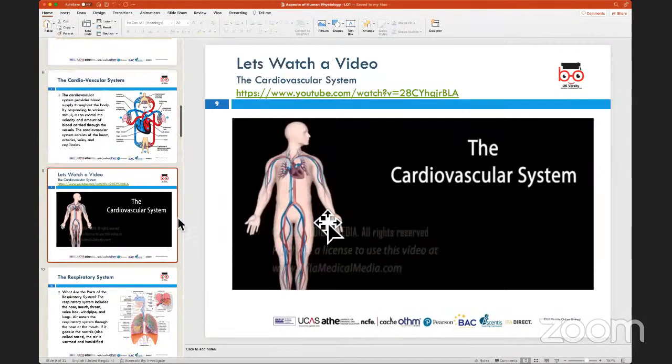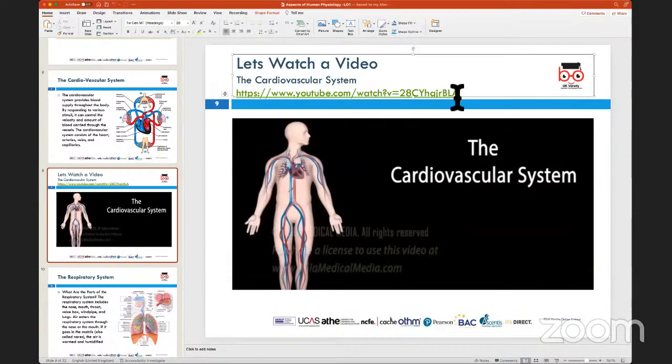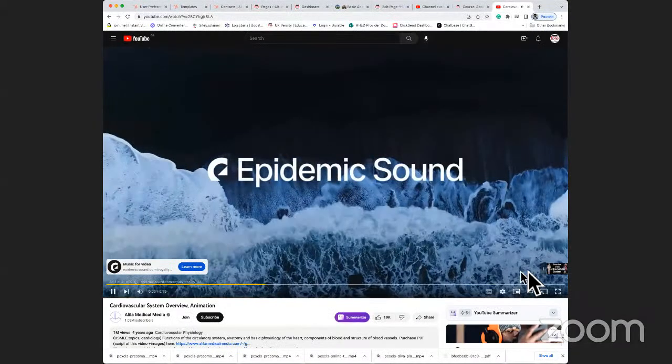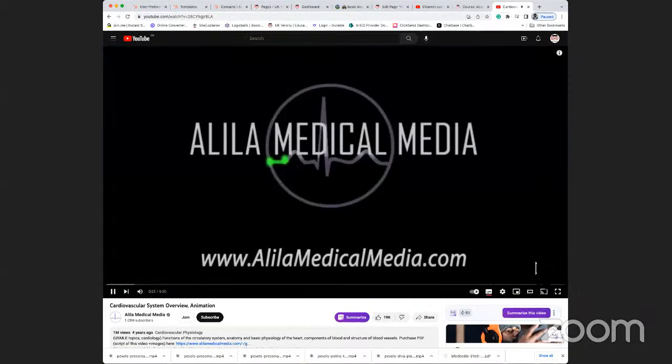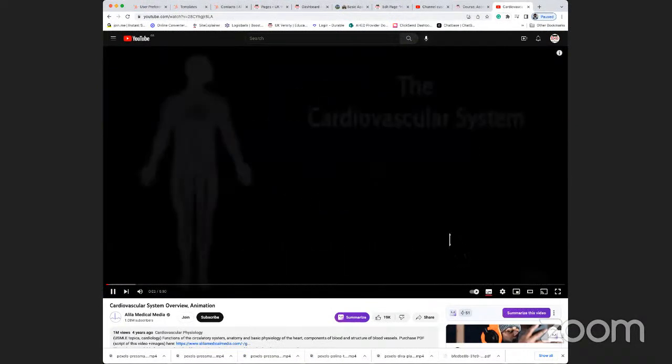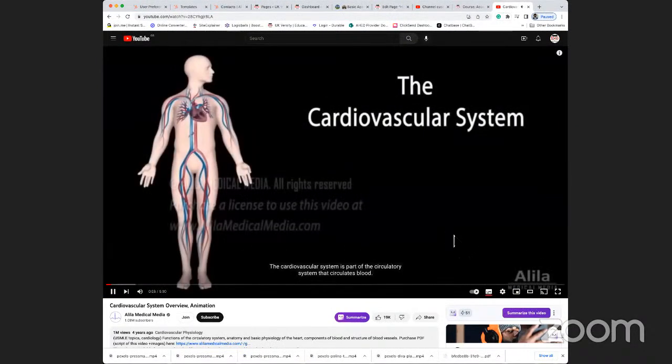Now, in order to see pictorially how this works in the human body, I think the best way is to look at a short video of what the cardiovascular system is. So what I'll do is share my screen for a particular video that I'm going to play, and that would allow you to see how the cardiovascular system actually works. So let's listen in and see this particular video.